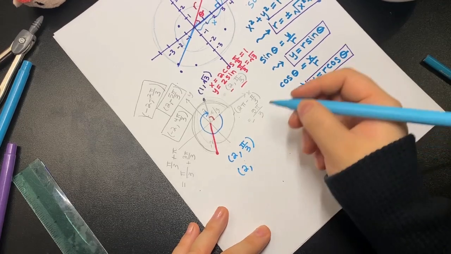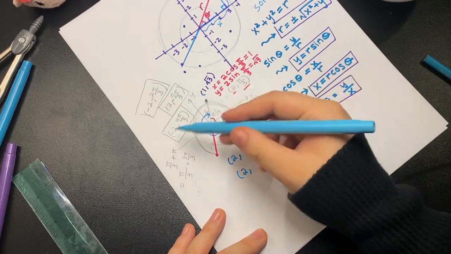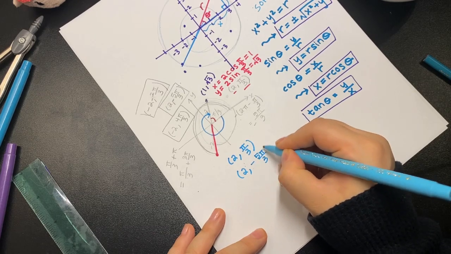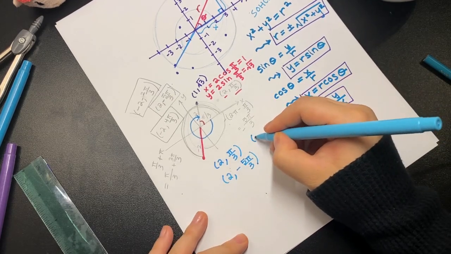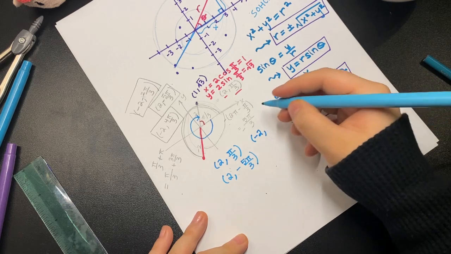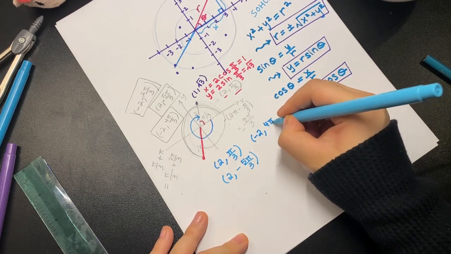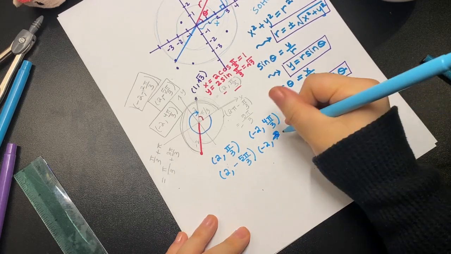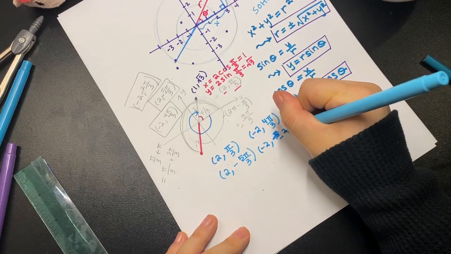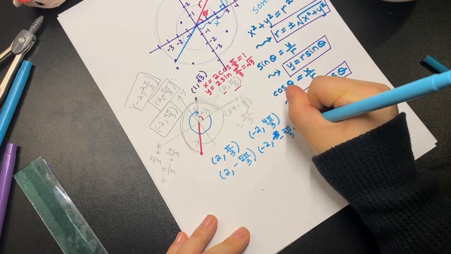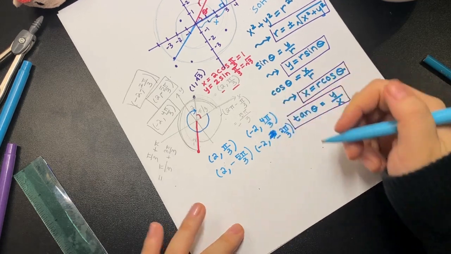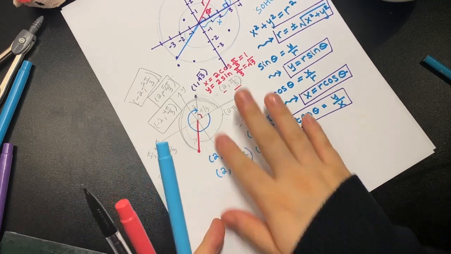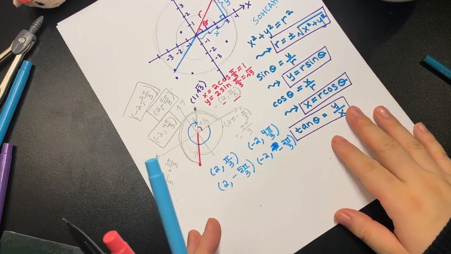have a positive r with a negative theta. And then we have a negative r with a positive theta. And a negative r with a negative theta. Negative 2 pi over 3. Okay, so that kind of starts giving you an idea there.